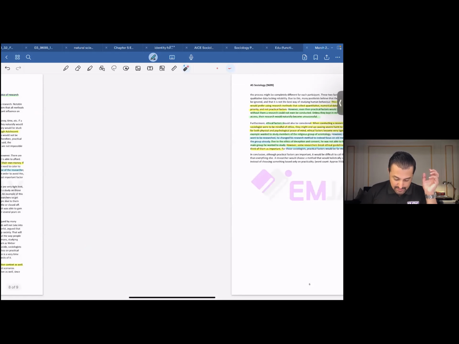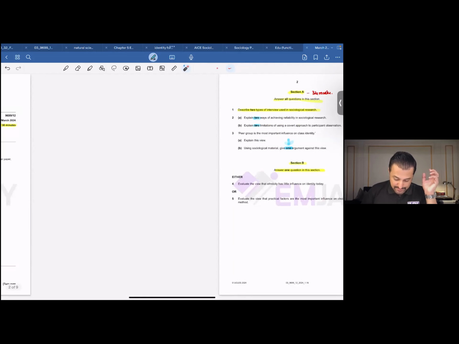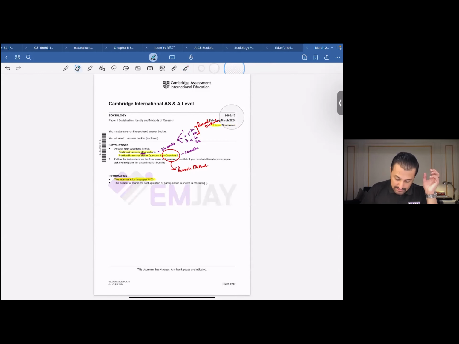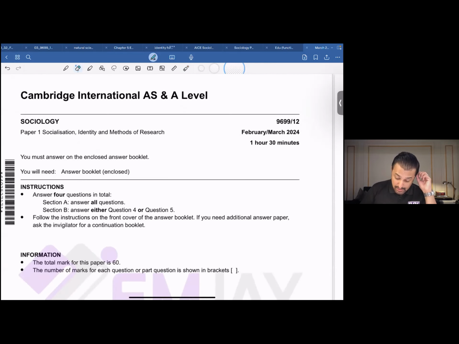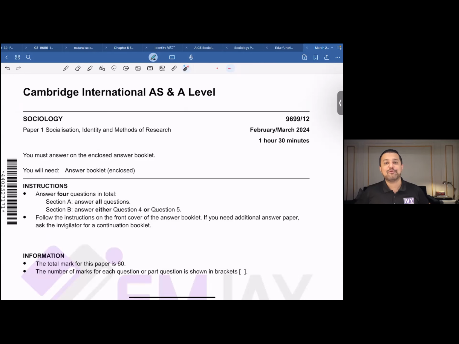Like I said, I could take longer to explain this to you. Nonetheless, this was just an attempt to walk you through the March 2024 paper. Read your questions thoroughly, keep a check on the watch that is there in the examination hall, and do not forget to brainstorm. Ideally, use block paragraphs.